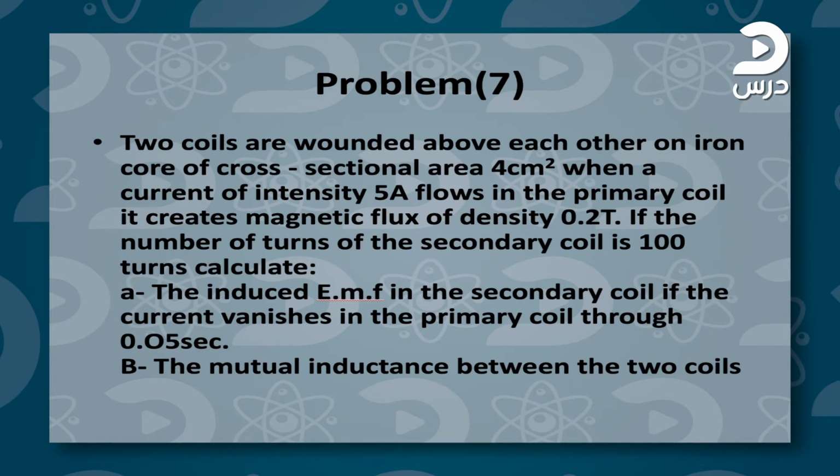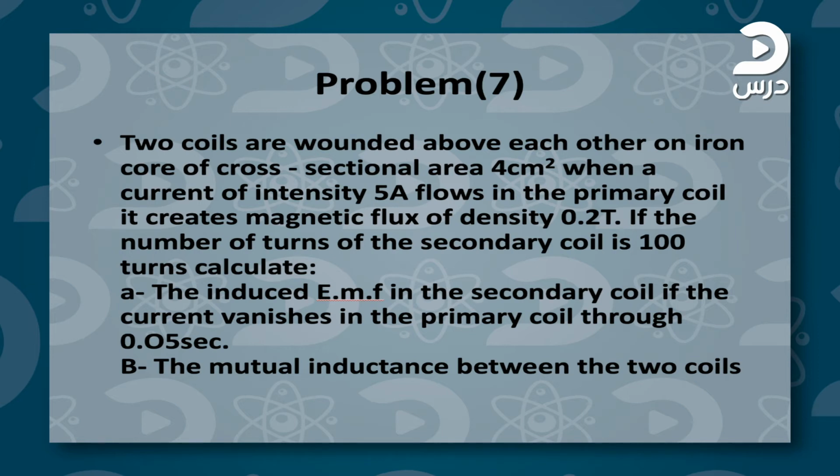And the current is 5 ampere. So the current I equals 5 ampere, flowing in the primary coil, this is I primary. The magnetic flux density B equals 0.2 Tesla. If the number of turns in the secondary coil N equals 100, calculate first the EMF in the secondary coil.